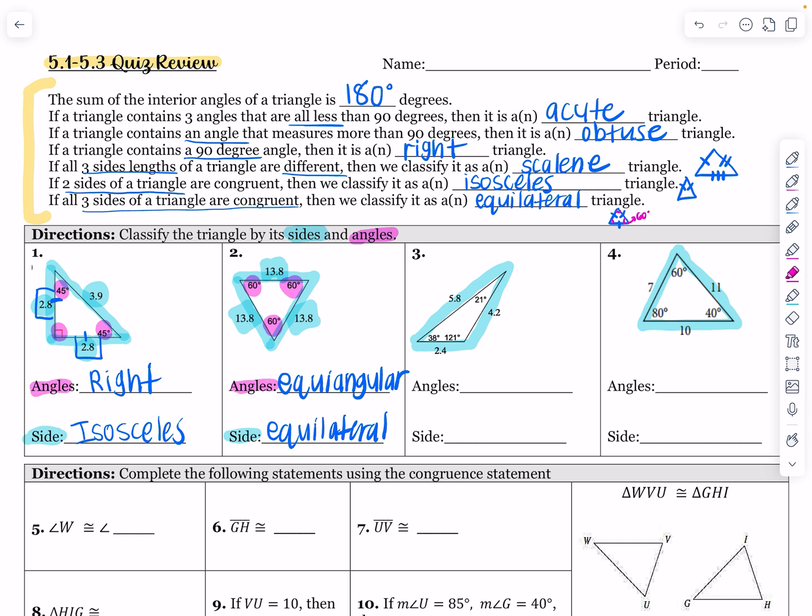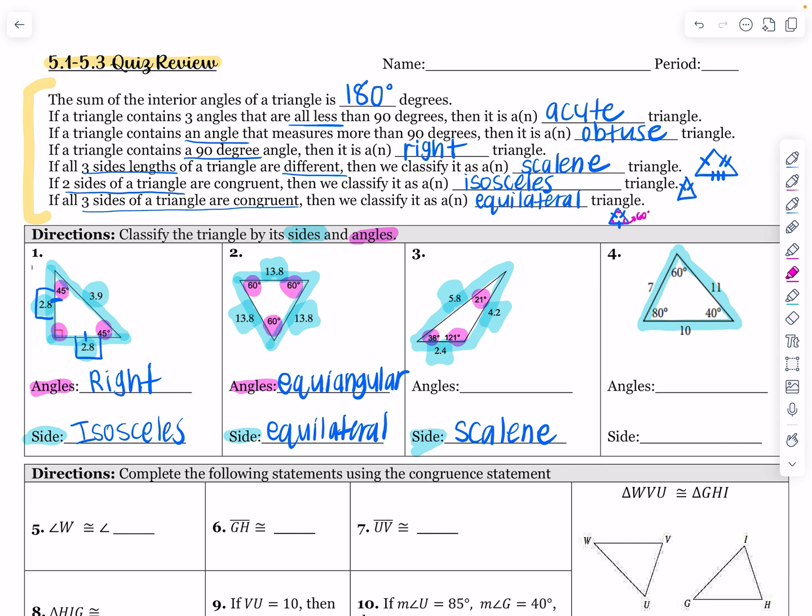All right, let's go to the next one. The next one for side lengths, we have 5.8, 4.2, and 2.4. All three of those are different, and so that is going to be a scalene triangle. I always kind of think they're all scaled a little bit different. And then what about its angles?